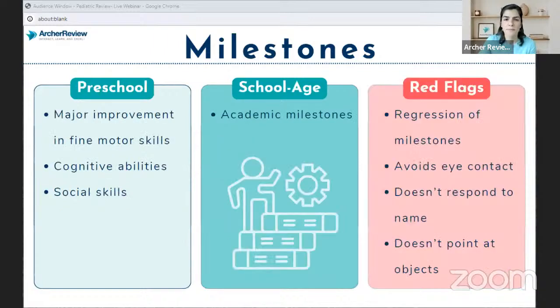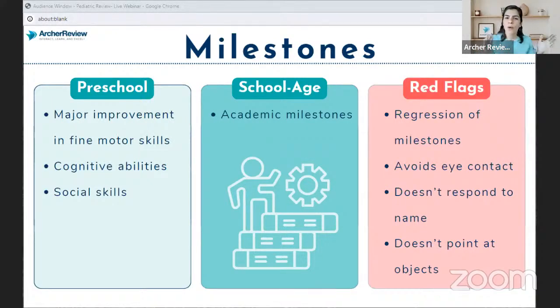And then by preschool age, you see a lot of major improvement in those fine motor skills. So they're learning to write their letters, their numbers. You see a huge improvement in their cognitive abilities and their social skills. So again, preschool age, we're going to see how are they doing socially and emotionally. So they're going to be growing a lot in this bucket, if you want to think about it as a bucket. And then school age, we're looking more at their academic milestones.